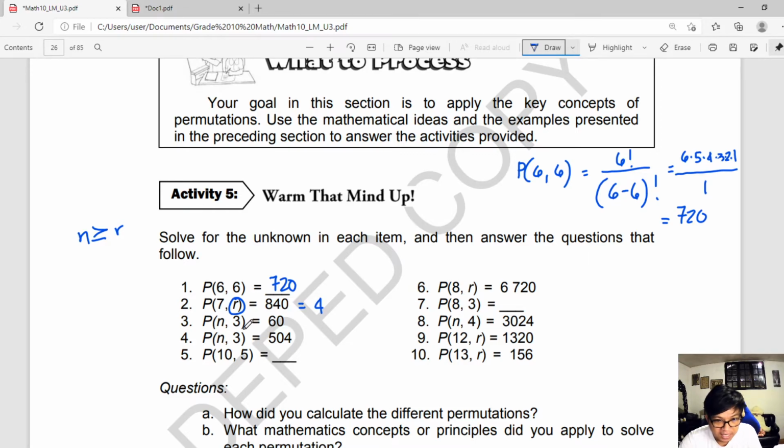Permutation of n, taking R at a time. So, ibig sabihin, for this one, dapat yung n natin is greater than or equal to 3. So, kung 3 ito siya, let's try. Dapat 6 yung sagot, no? So, we will have trial and error also. I will discuss only few examples here. Siguro itong first 5 na lang. So, the rest will be your activity, but not to be submitted. Okay? So, let's try.